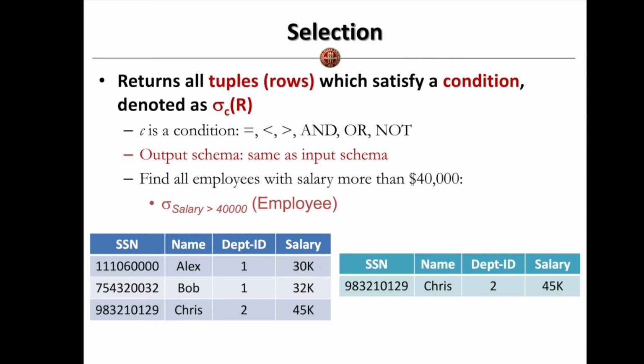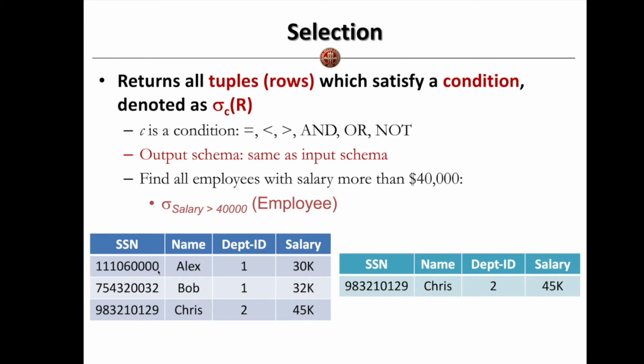Let me provide you with a more concrete example. Let's say we have a data table about employees, right? We have 4 attributes: SSN, name, department ID, as well as salaries of employees. And we also provide a table for the employees in our database system. We have 3 data records.